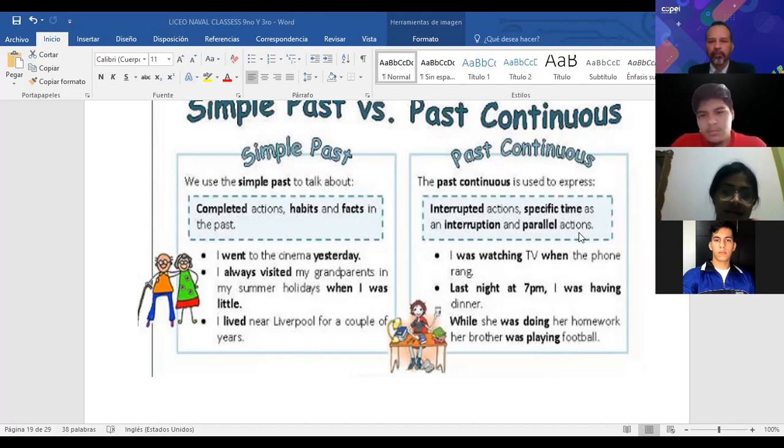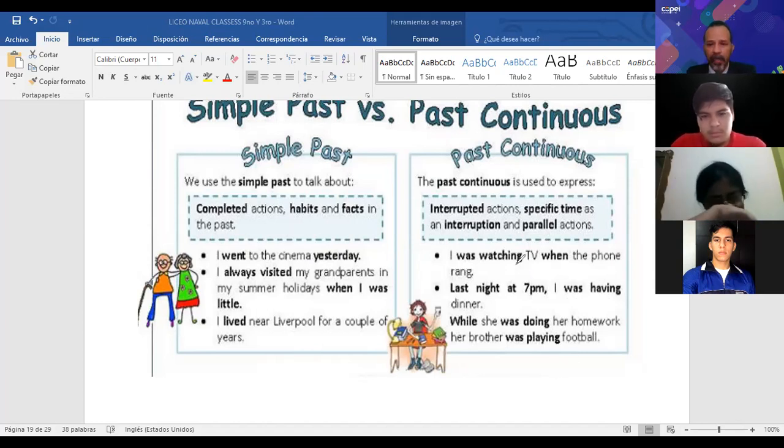A specific time has an interruption and parallel actions. For example, I was watching TV when the phone rang. Last night at 7 p.m., I was having dinner. While she was doing her homework, her brother was playing football. This is very clear.